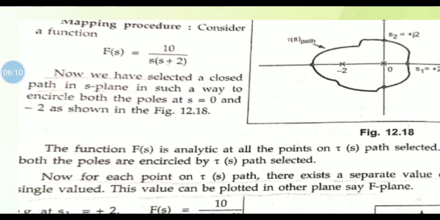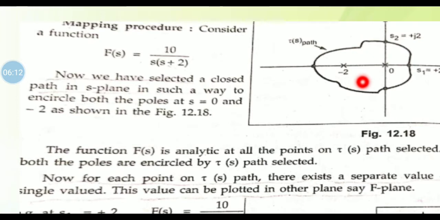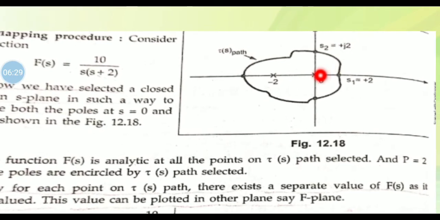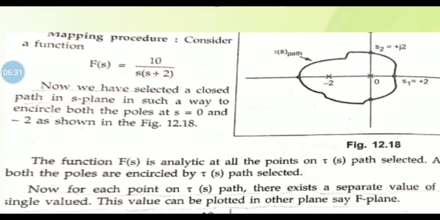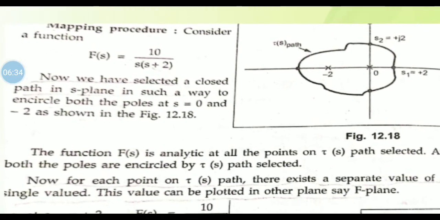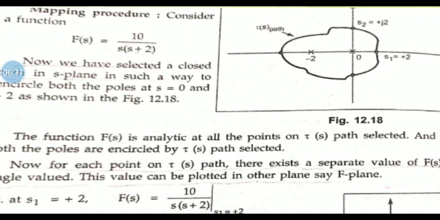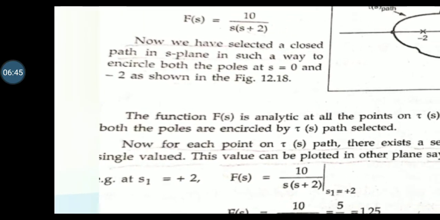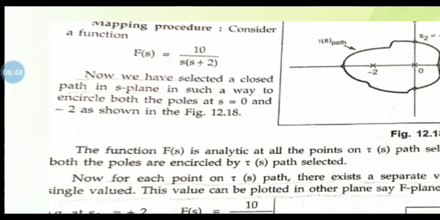So we have selected a closed path in the s plane in such a way that it encircles both the poles, at s equal to 0 and s equal to minus 2. The path will encircle those two poles. The function f(s) is analytic at all points on Γs path selected, and P is equal to 2. How many poles are there? Two. Both the poles are encircled by Γs path selected.